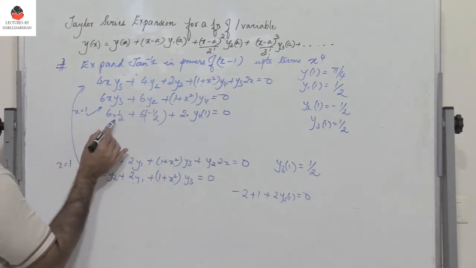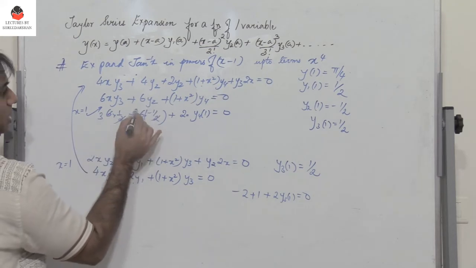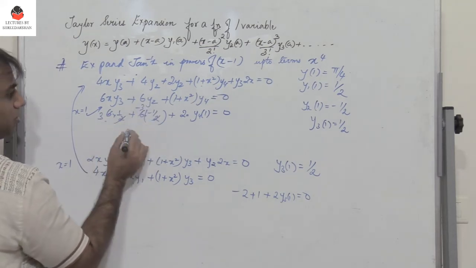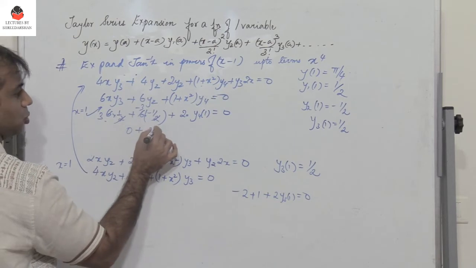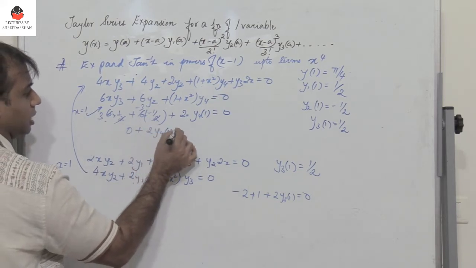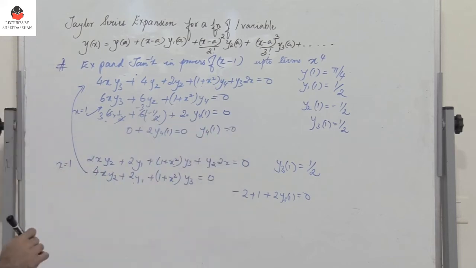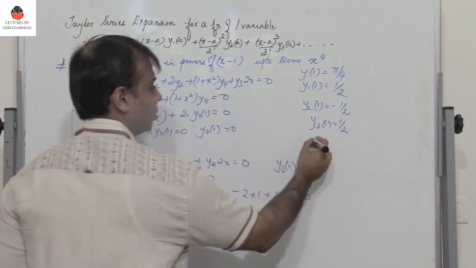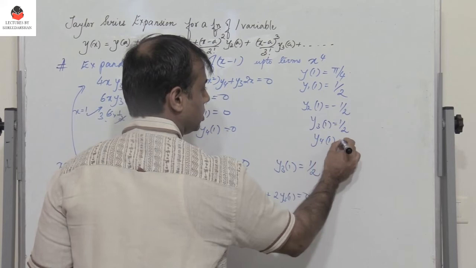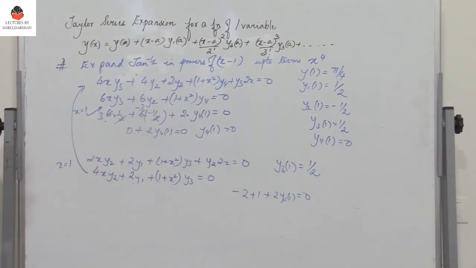So observe, this is 3, this is minus 3. So 3 minus 3 becomes 0. So 2 plus 2 into y4 of 1 equals 0. So what is y4 of 1? It is equal to 0. So we get the value as 0. So y4 of 1 equals 0. So now let us substitute all these values in the given expression.